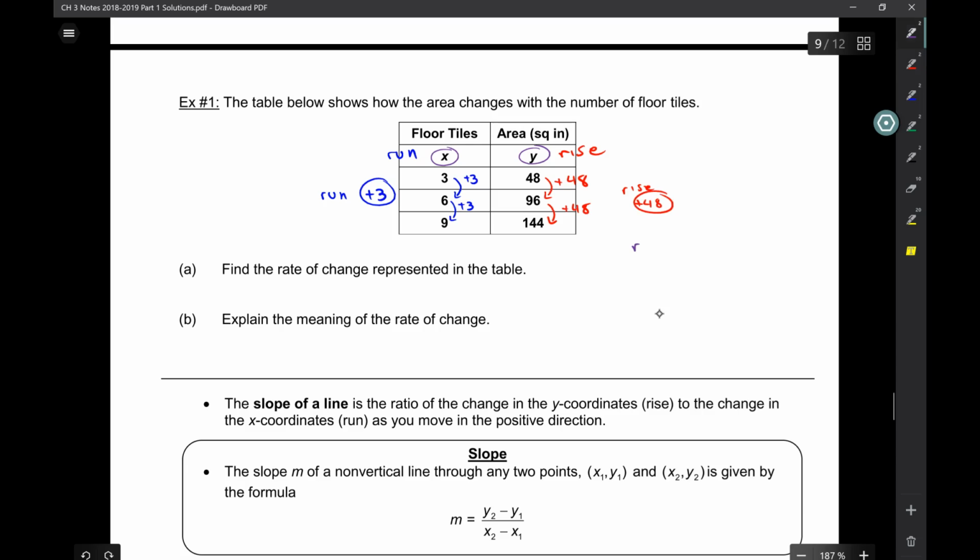So now I can do the rise over the run here. Part A says, find the rate of change. Well, this is the rise over the run, and that's positive 3 over positive 48.